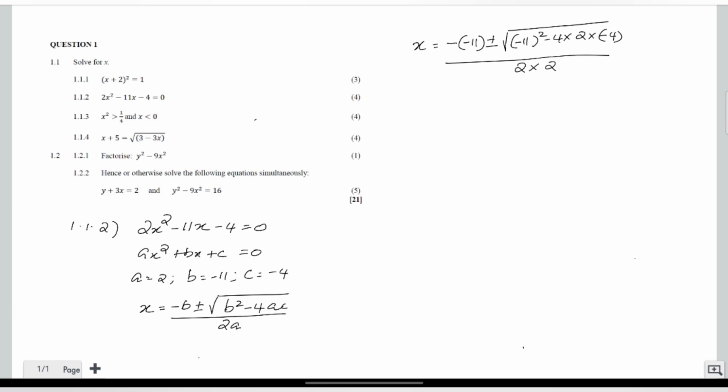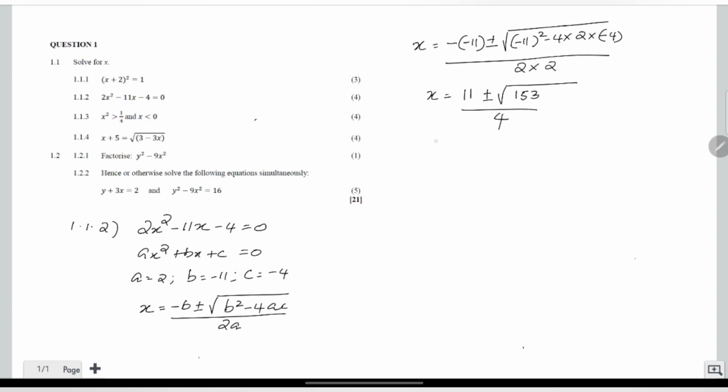Now what I'm going to do, just simplify it. That is x is equal to minus 11, minus going to be plus 11, plus or minus the square root of this one. You can type it in the calculator and it will show you 153. Those b squared minus 4ac, type it in the calculator. You know that b squared minus 4ac is very important, especially when it comes to nature of roots. That is minus 11 squared minus 4 times 2 times minus 4. It will give you 153, divided by 4.